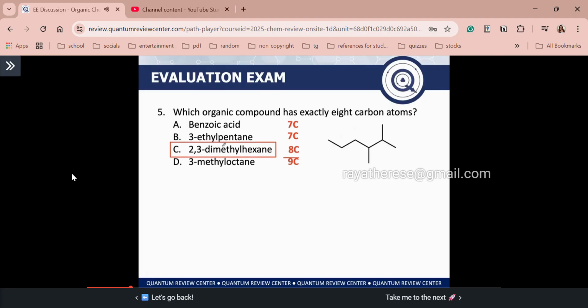2,3-dimethyl hexane. Okay? Ang parent chain hexane meron 6 carbons. Dimethyl meaning meron tayong 2 methyl substituents. Per methyl meron tayong 1 carbon. Alright, class, dapat familiar na kayo with this ha. So number 5 answer is letter C, 2,3-dimethyl hexane.